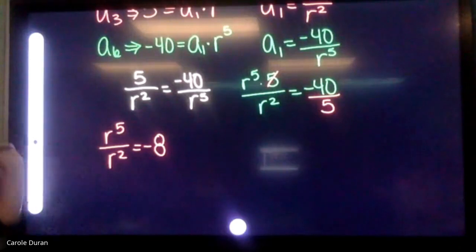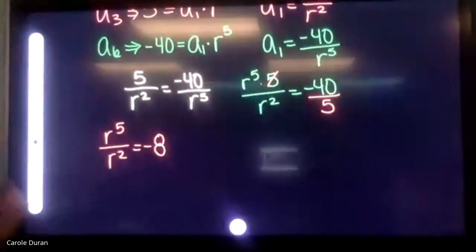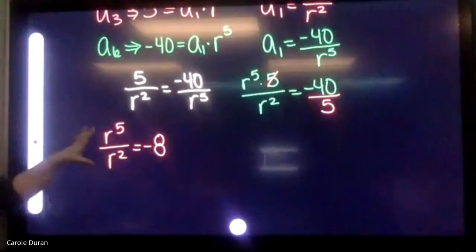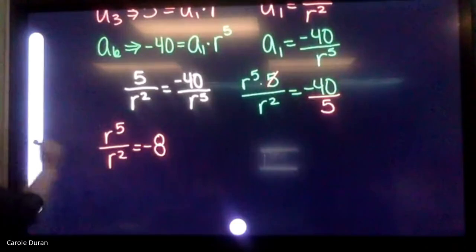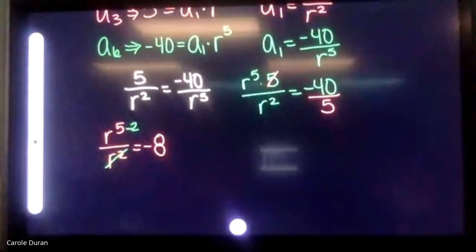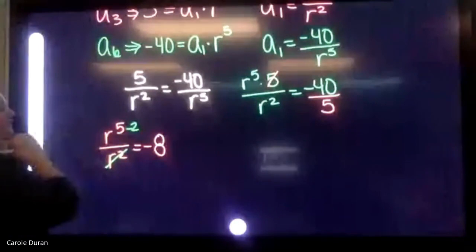We subtract, but the biggest one stays and we move the other one. So which one is the bigger one here, R5 or R2? R5. So this one stays, and I subtract the 2 that was present in my denominator, which is why I wanted the bigger one on top. Otherwise, I'd have to move some more stuff. I reduce this, so R to the 5 minus 2 is the same as R3 equals negative 8.